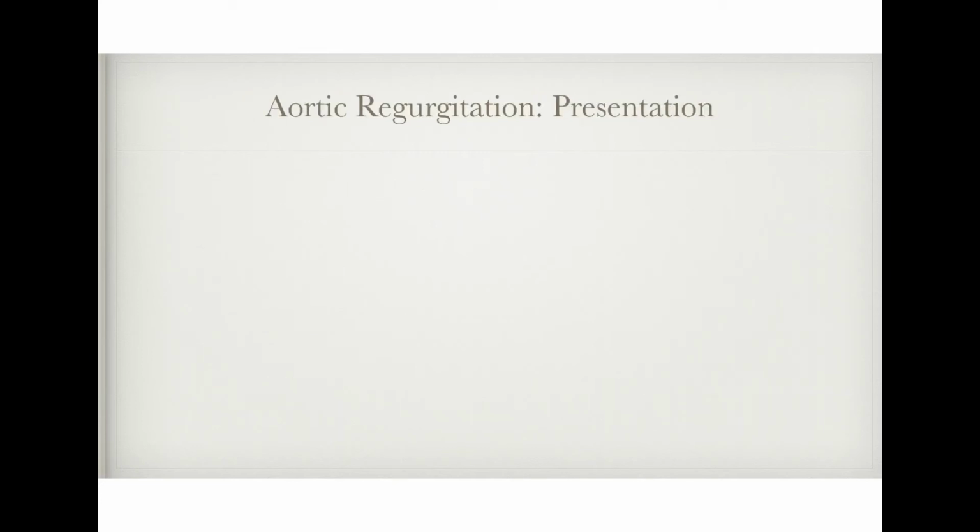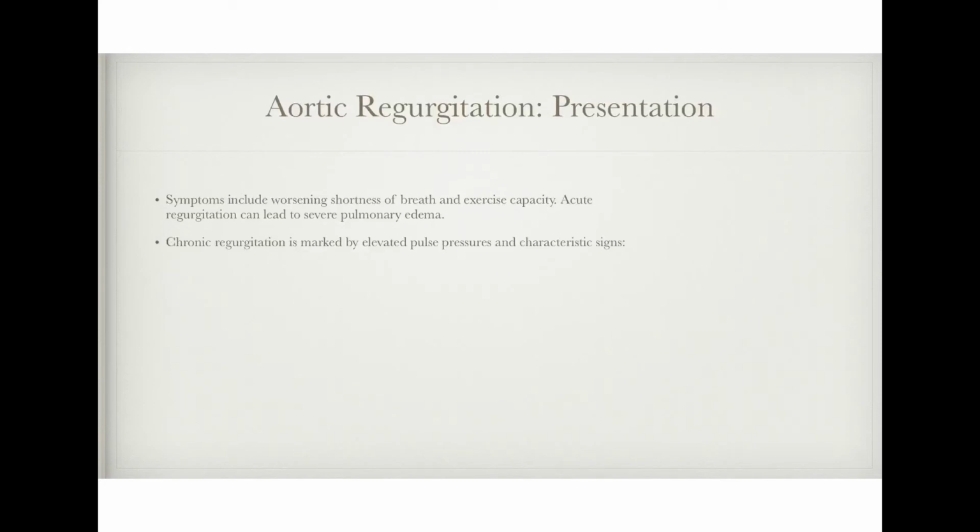Patients with aortic regurgitation often present with worsening shortness of breath and exercise capacity, essentially heart failure symptoms, and in the most acute presentations, it can lead to flash pulmonary edema and hemodynamic compromise as a result of that. Chronic aortic regurgitation is most characteristically associated with an elevation of the pulse pressure. So a huge difference between the systolic and diastolic blood pressures.